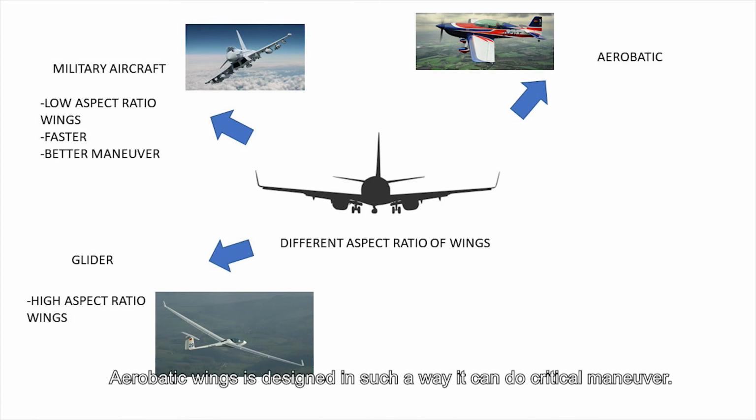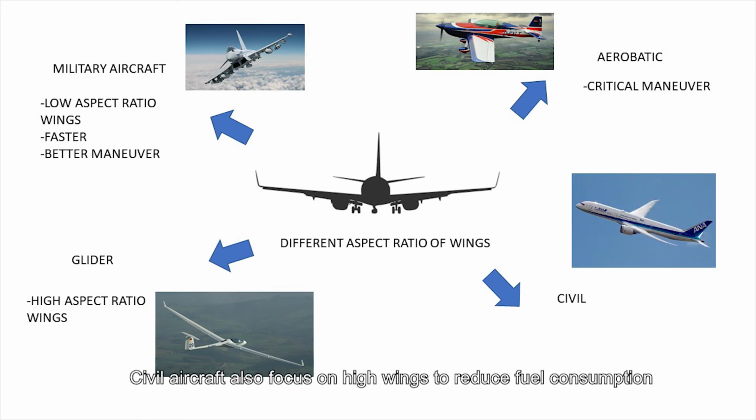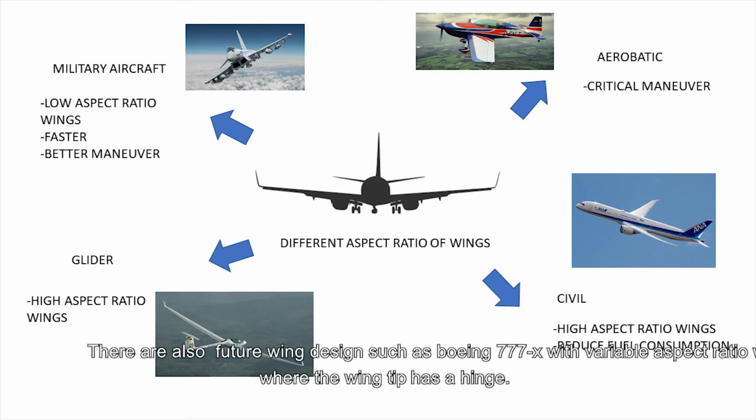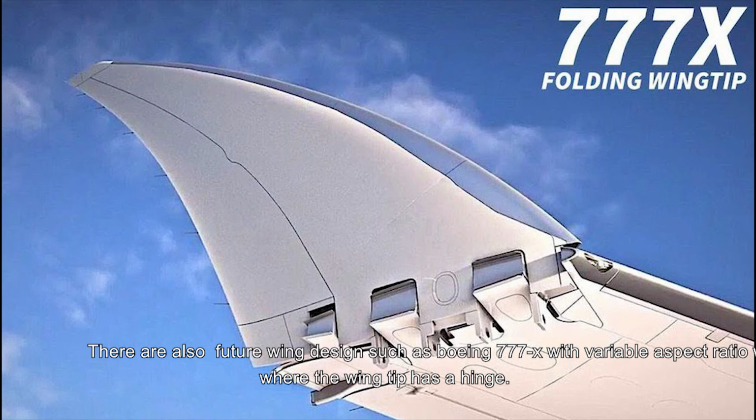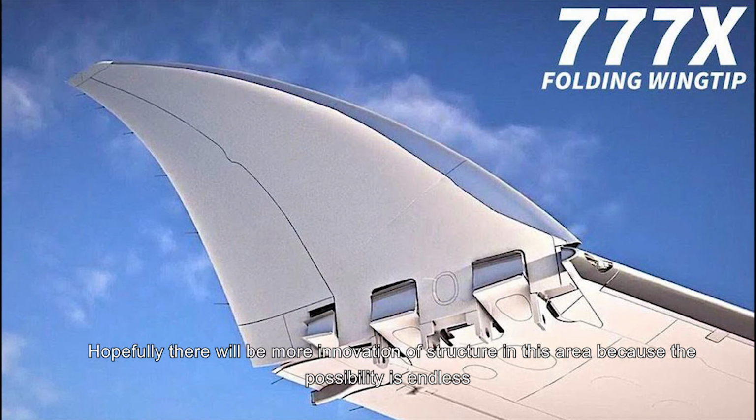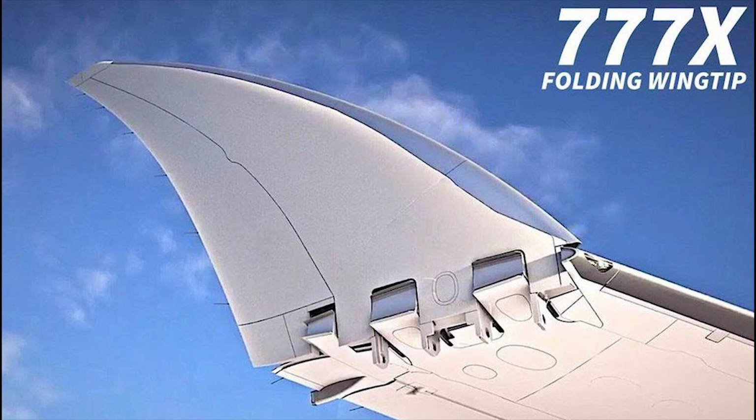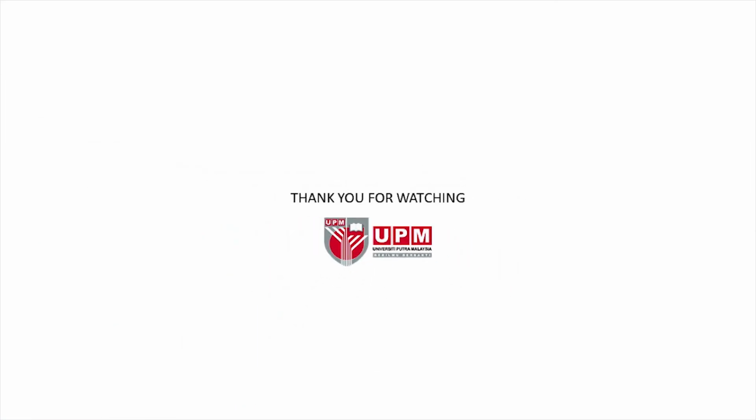Aerobatic wings are designed in such a way that they can do critical maneuvers. Civil aircraft also focus on high aspect ratio wings to reduce fuel consumption. There's also a future wing design such as the Boeing 777X with the variable aspect ratio wing, where the wingtip has a hinge. Hopefully, there will be more innovation in wing structures in the future because the possibilities are endless. That's all from us. Thank you.